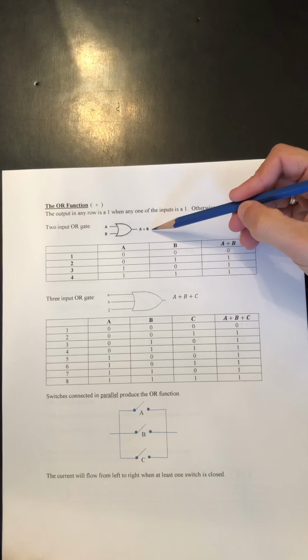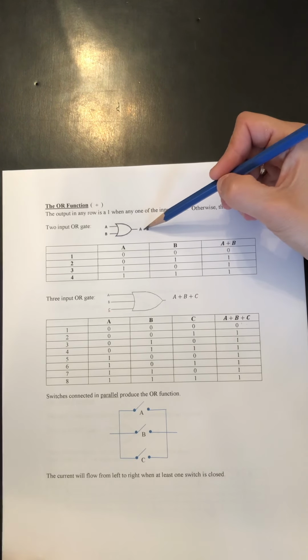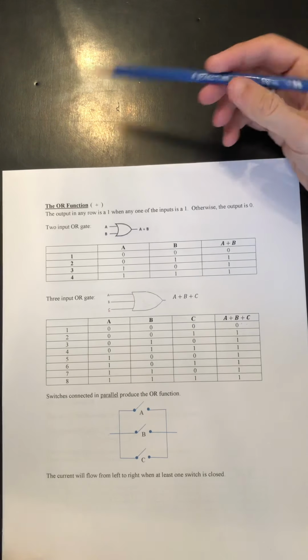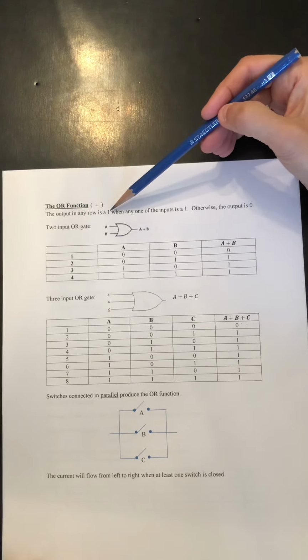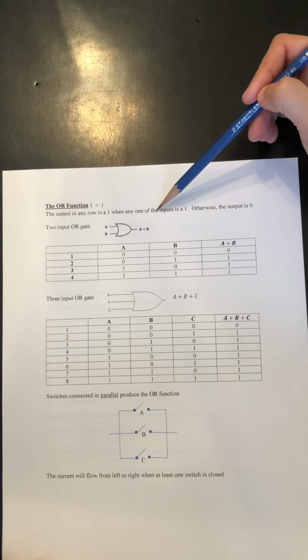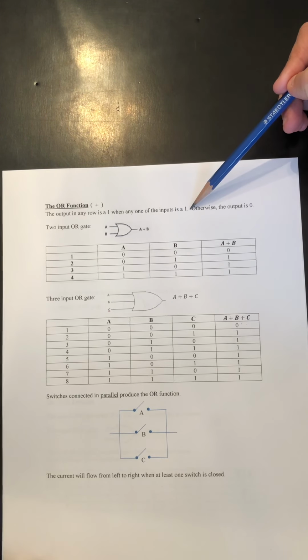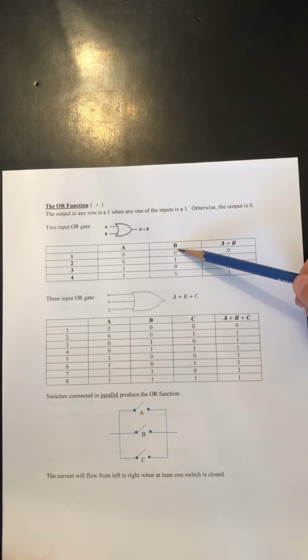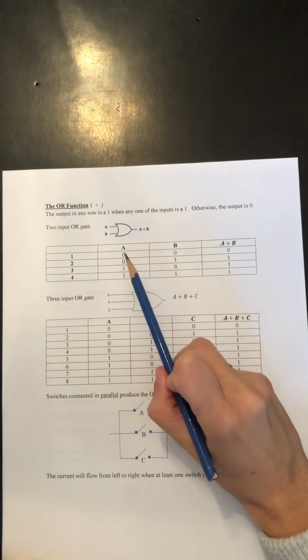So here is the 2-input OR gate. The output is A plus B. So now the difference is the output will be a 1 when any one of the inputs is a 1. So if you have at least one 1, you will have an output of 1. Okay, so use the pattern for A and for B, and now we're adding.